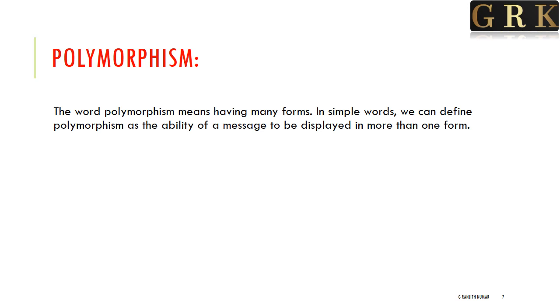Next concept is polymorphism. Poly means many, morphism means forms. Having multiple forms is known as polymorphism. Let us take one simple real-time example. There is a person, and when he goes to the bank, that person is called a customer and shows a type of behavior in the bank with the bank employees. That behavior is customer behavior.